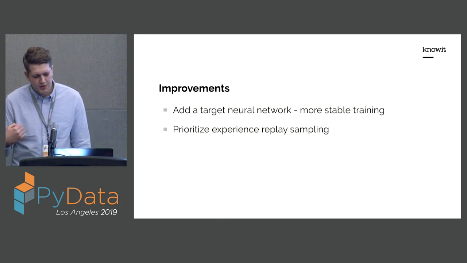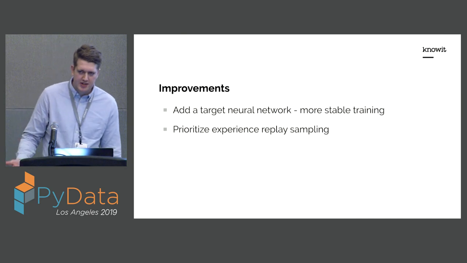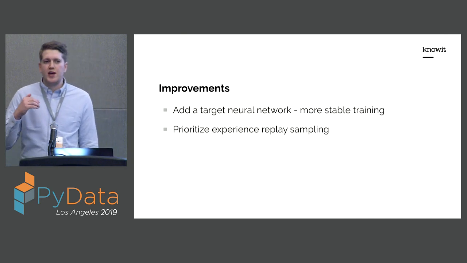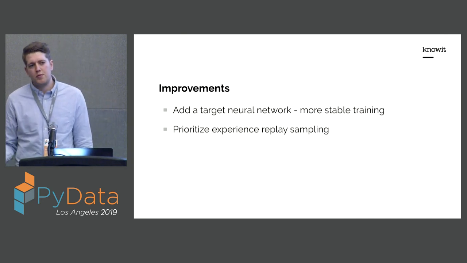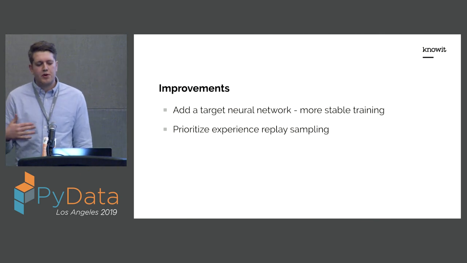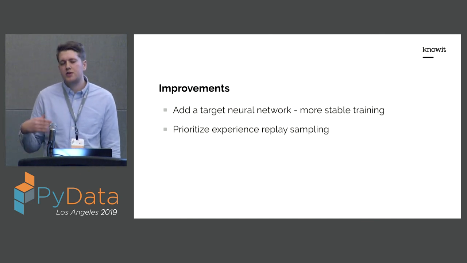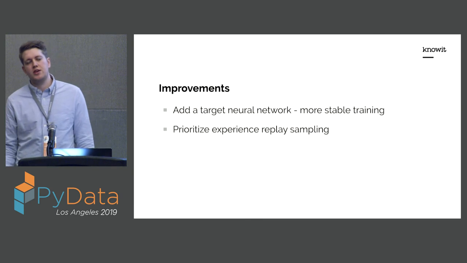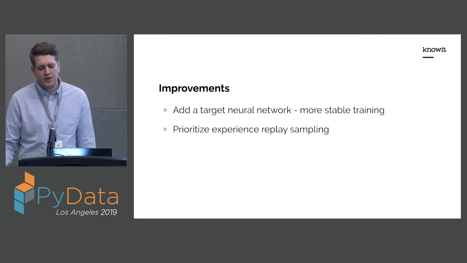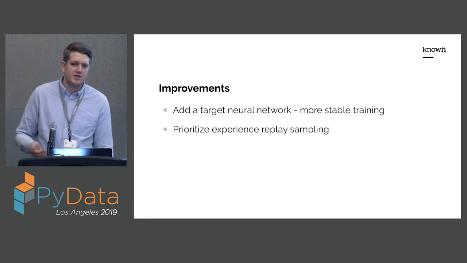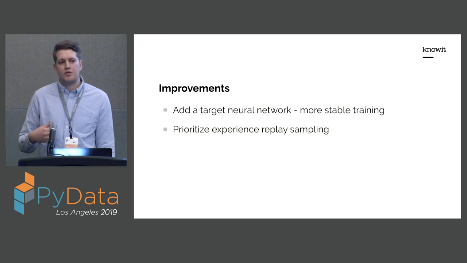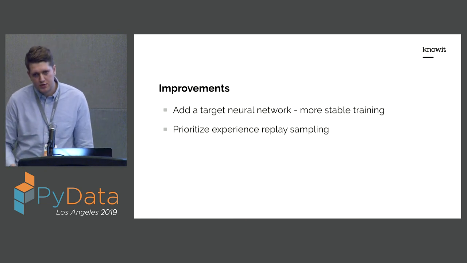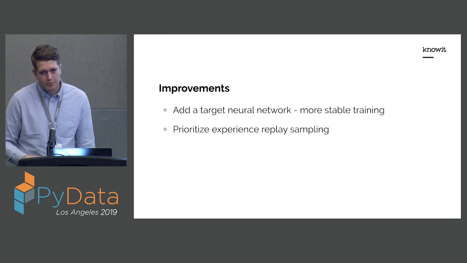And then you can also use something called prioritized experience replay sampling. So instead of taking random experiences from the memory, you can prioritize what kind of experiences you want. Let's say that your agent is struggling earlier in the game, then you can say, okay, well, we want to take experiences that happened earlier in the game and train on those. So the neural network will perform better there.